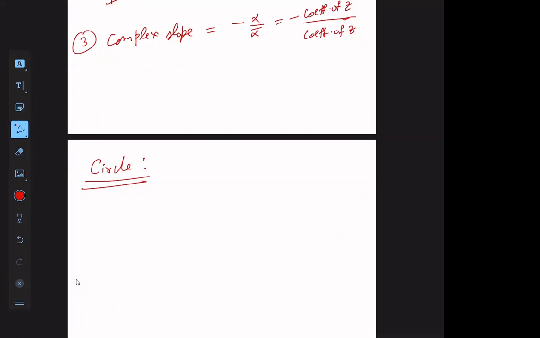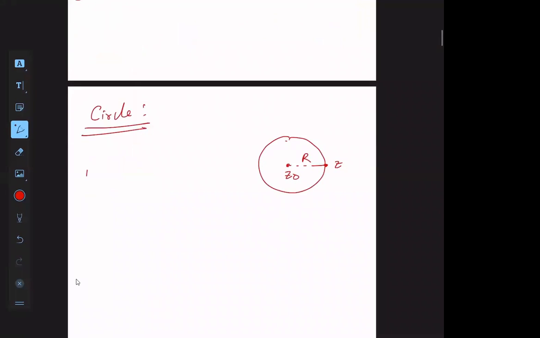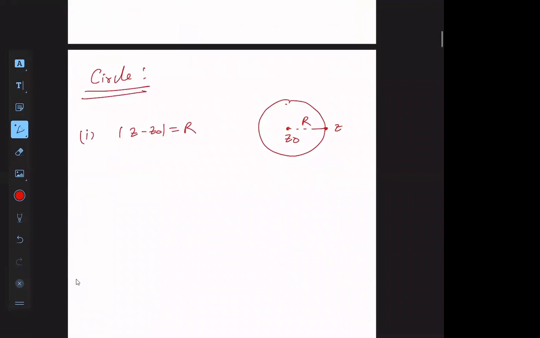Circle. As I have already discussed with you, this is the radius. Then what is the equation of the circle? The equation of the circle is modulus of z minus z naught equal to r, where z naught is the center and r is the radius. Now sometimes they split this one. If you square it, you know this result. What is mod z square? Mod z square is z into z bar.